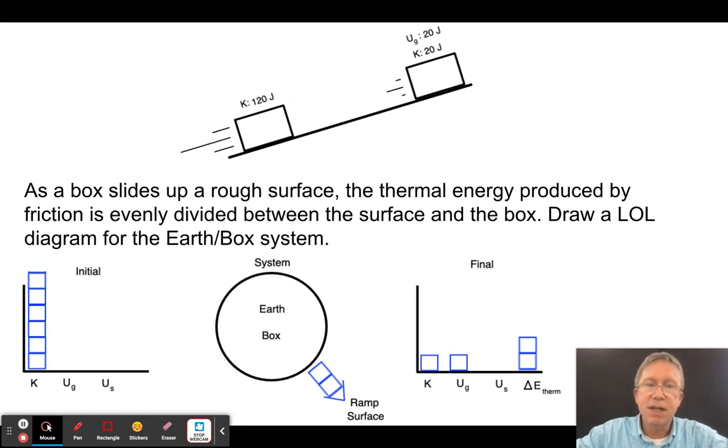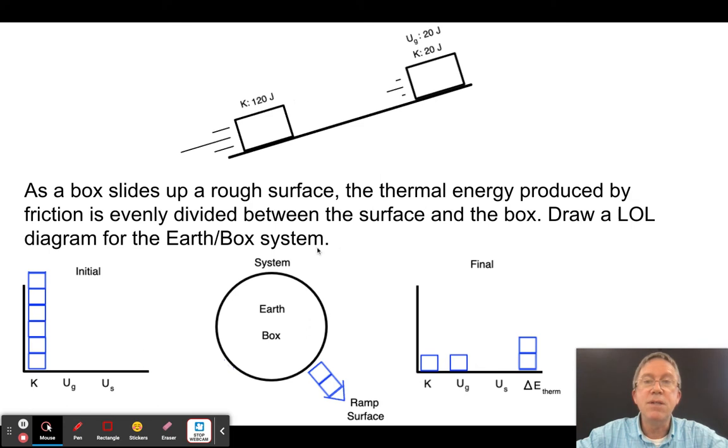All right, well, let's just get a little more sophisticated here. Now I have a box sliding up a rough surface. Remember, when you hear the word rough surface, you need to think friction. You need to think open system. I'm doing work that's going to be producing changes in the thermal energy of an object. So as a box slides up a rough surface, the thermal energy produced by friction is evenly distributed between the box and the surface across which it's sliding.